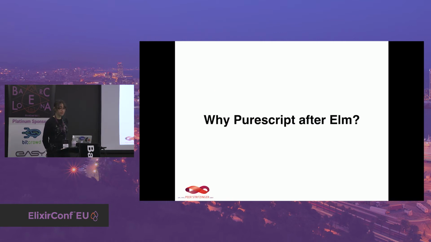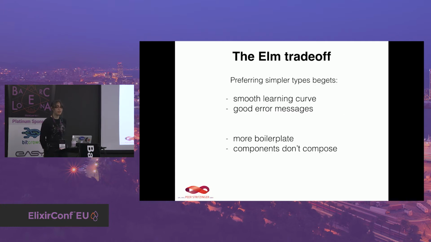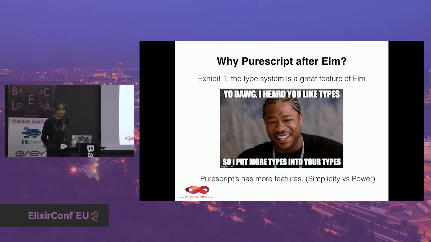So why do we choose to have Purescript after Elm? Elm makes a bunch of trade-offs, which they do pay off, but they also have consequences. So having simpler types make the learning curve much smoother and makes the error messages really great. But it also produces more boilerplate, and you have to repeat a bunch of stuff because you can't abstract it away. Also, the components don't really compose, but it is a choice, but still, it's a choice.